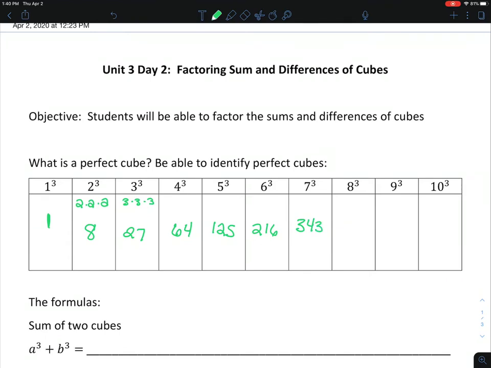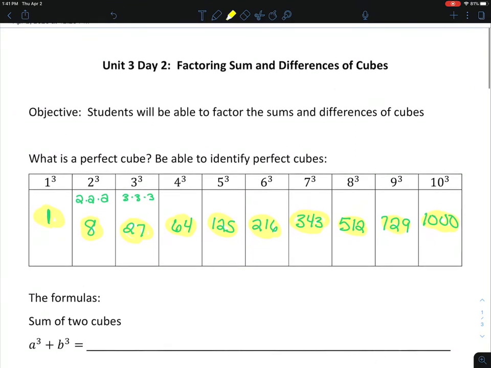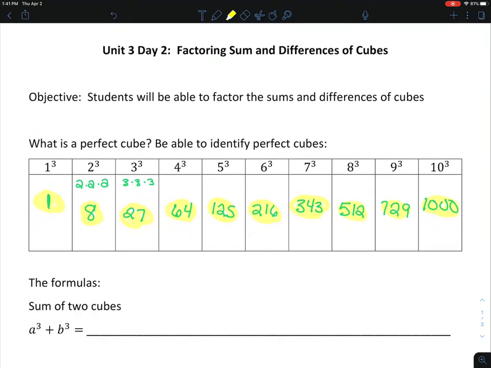I think 8 cubed is 512. Yep, it's 512. I have no idea what 9 cubed is, and it is 729. And then 10 cubed is 1,000. So what you want to be able to do is recognize when you see a perfect cube. You want to be able to look at that and say, oh, it's a perfect cube. And of course, you'll be able to use your notes on this, so you can always refer back to these notes. I would just suggest that you take these notes as we go, and you can always look back and find your perfect cubes. Okay?